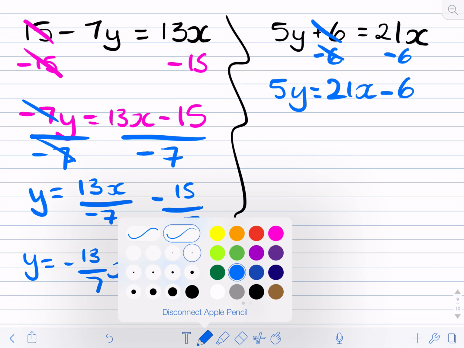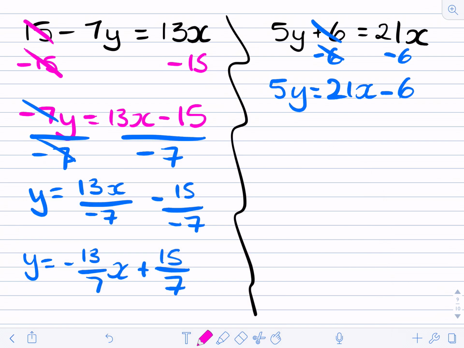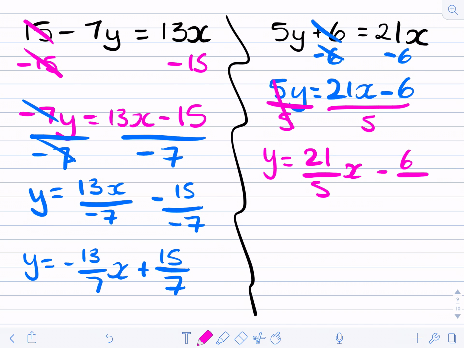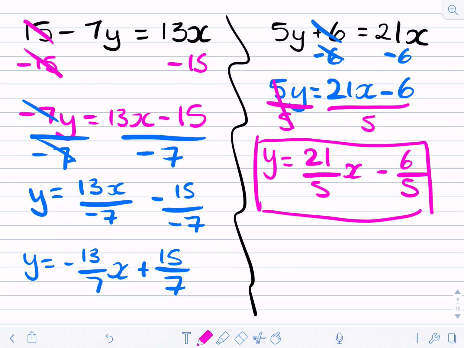In order to get the y by itself, I have to get rid of the 5 times y, so the opposite is divided by 5, divided by 5. So I'm left with y equals 21 divided by 5x minus 6 divided by 5. Can we simplify 21 over 5? 21 over 5 in the calculator remains the same, and 6 over 5 remains the same as well. However, that is our final formula.